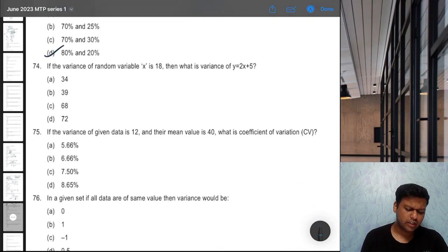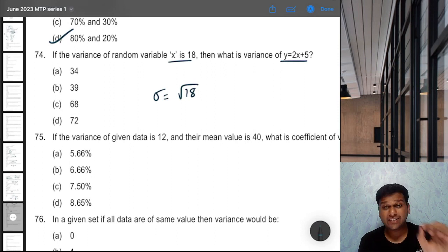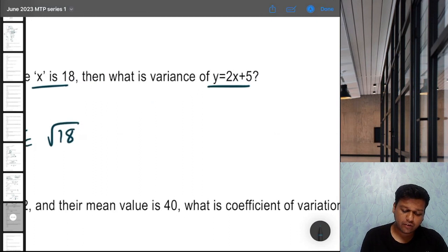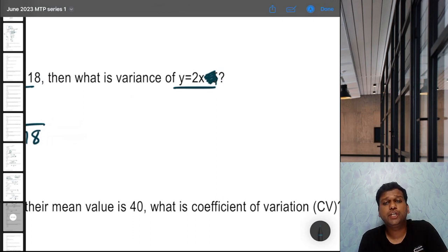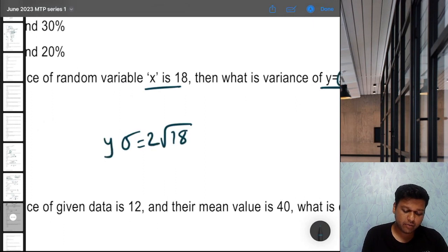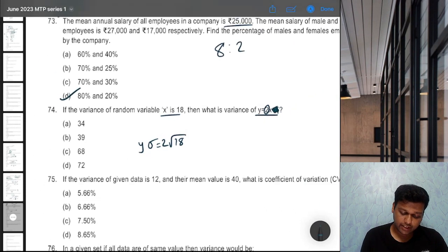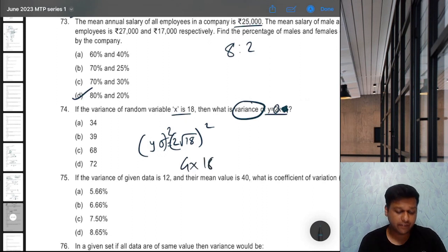That's it. If the variance of random variable x is 18, then what is the variance of this? If variance is 18, that means SD is root 18. Now SD is affected only by change of scale. What is change of scale? Whatever you add and subtract is change of origin, so ignore that. Whatever you multiply or divide is change of scale. So the change of scale is 2. So the new SD of y will become 2 into root 18. We want variance, which will be the square. So 2 square is 4, root 18 square is 18. So 4 into 18 is 72. Option D is the correct answer for question number 74.